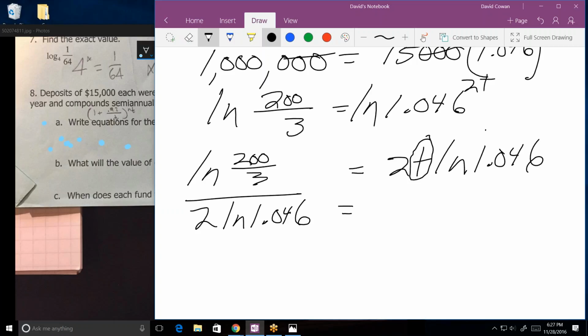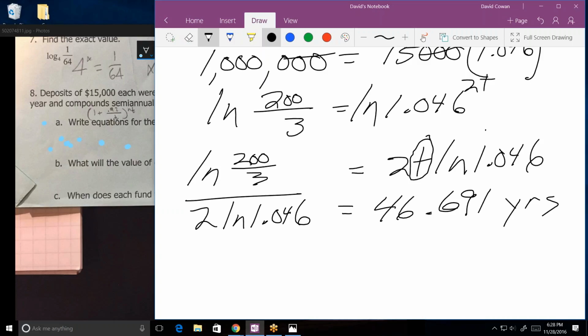It's going to take a while to grow 15,000 to $1 million, although maybe not at that interest rate. That's a pretty good interest rate. 0.92. 46.691. 46.691 years. Yeah, that sounds about right.